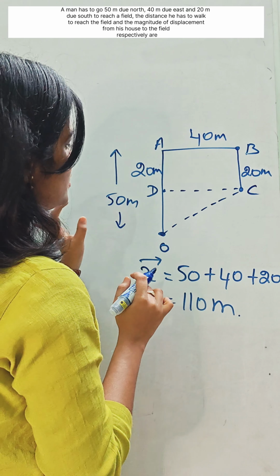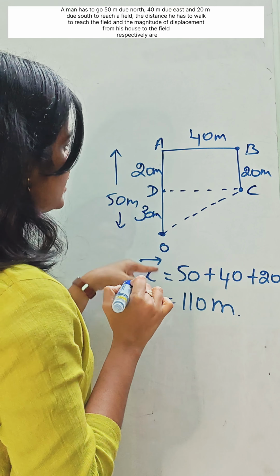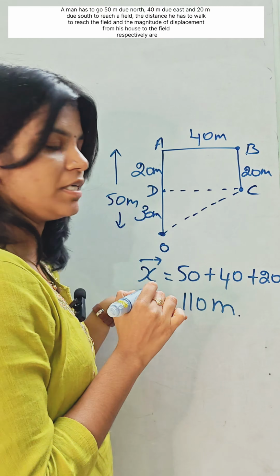So you want to balance it. 20 plus 30 we can write. So it's 30 meters. So completely, from A to O, it will be 15 meters.